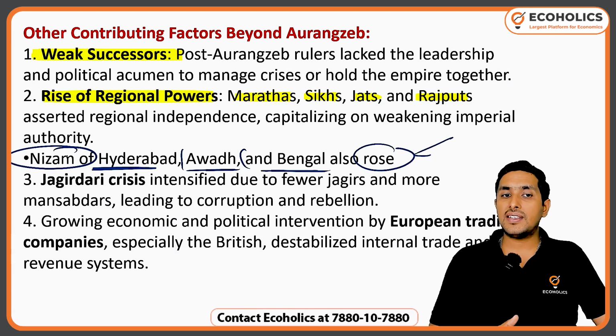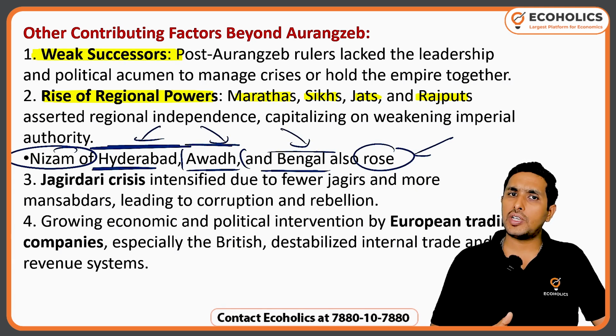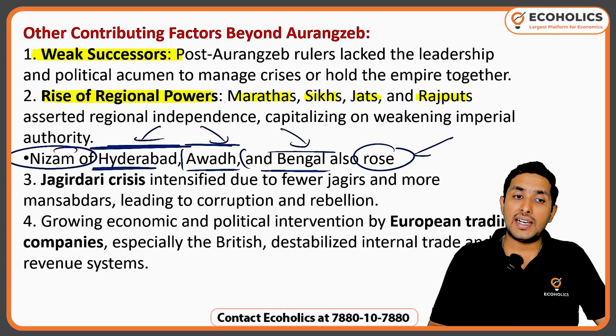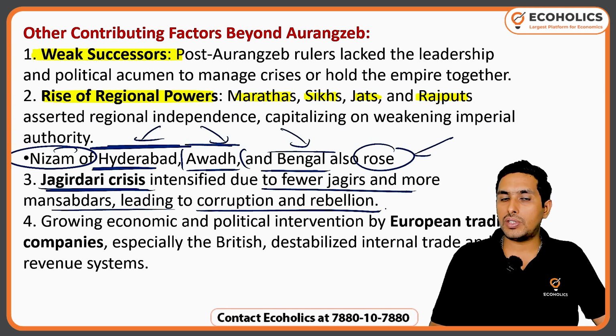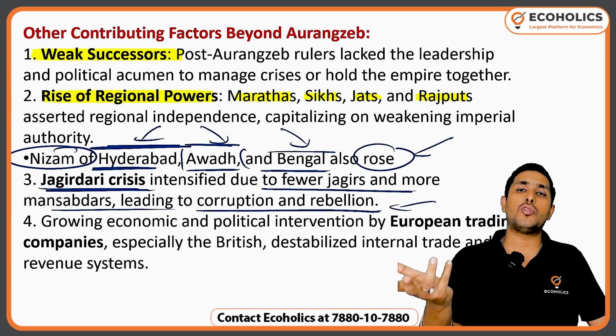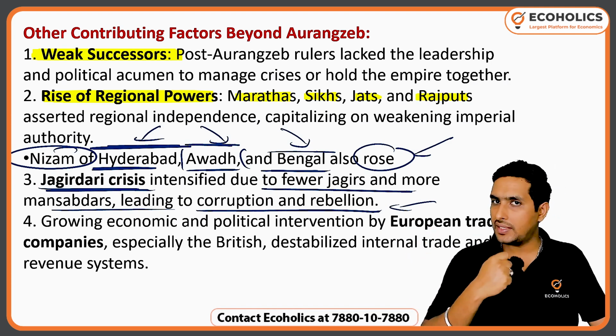So these are the successor states. Hyderabad under Nizam, Awadh under Burhanul Mulk, Bengal under Murshid Quli Khan, they are rising. So you don't need to go into detail, we just mention this. Jagirdari crisis was there, because there were fewer Jagirs and more Mansabdars, so there was corruption and they were not happy at all. The Jagir allotment was very much delayed. So all these things are there.